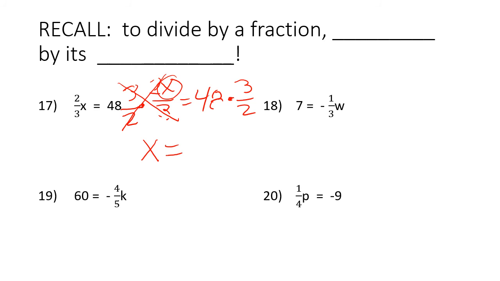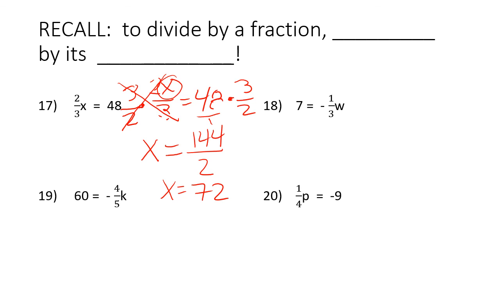On the right-hand side, we have 48 times 3, because when we multiply fractions, we multiply the numerators, which gives us 144. And then we multiply the denominators, which is 1 times 2, which is 2. When you have a fraction, you always have to simplify. 144 divided by 2 gives us 72. So x equals 72 for number 17. That's how you do it when you multiply by the reciprocal.